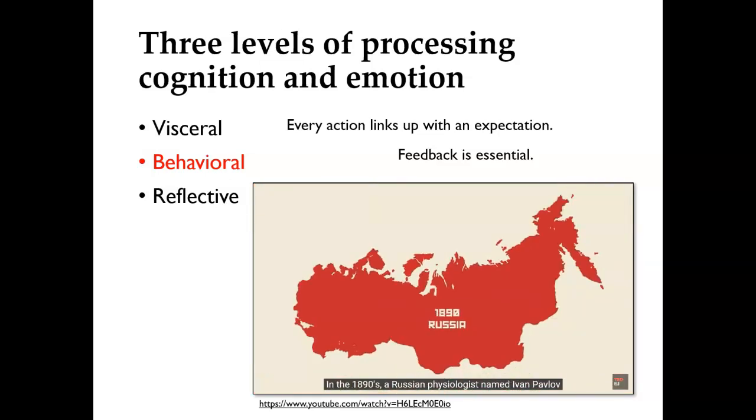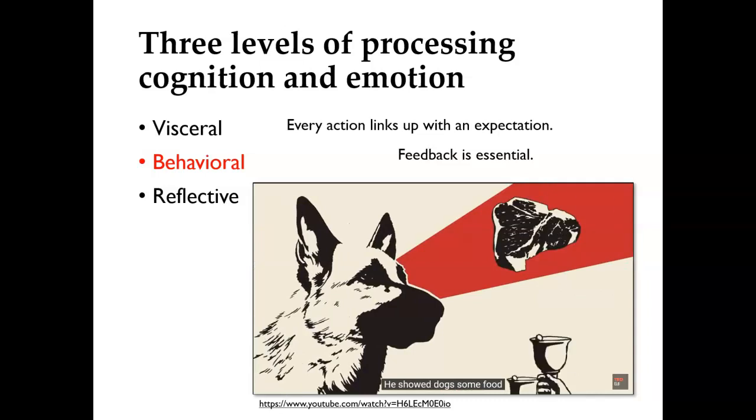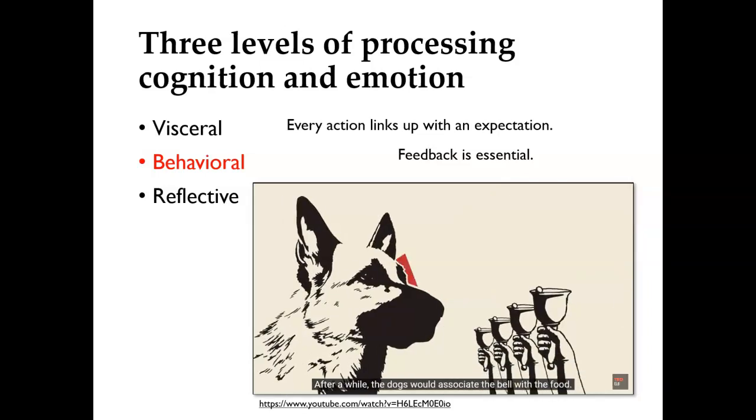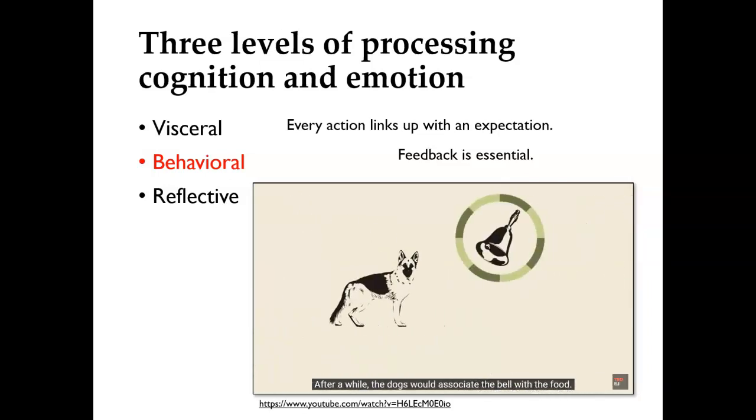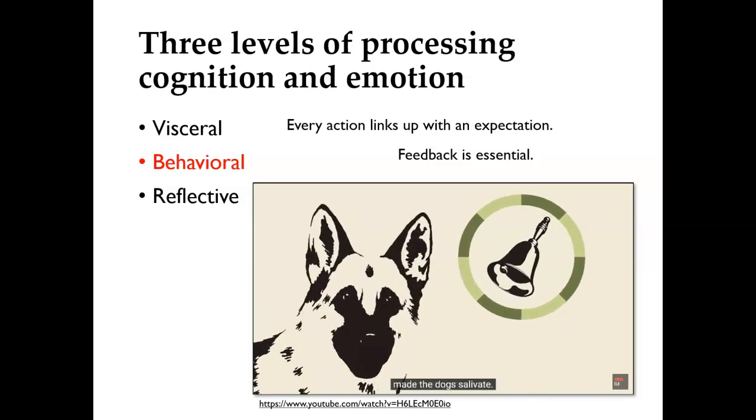In the 1890s, a Russian physiologist named Ivan Pavlov did some really famous experiments on dogs. He showed dogs some food and rang a bell at the same time. After a while, the dogs would associate the bell with the food. They would learn that when they heard the bell, they would get fed. Eventually, just ringing the bell made the dog salivate. They learned to expect food at the sound of the bell.